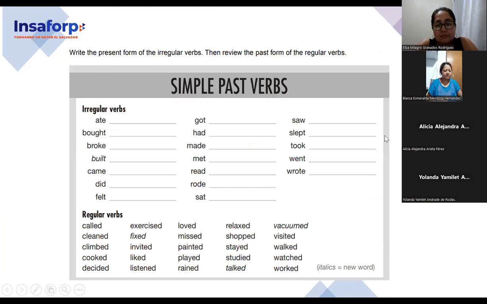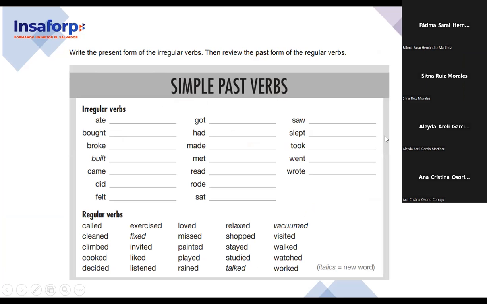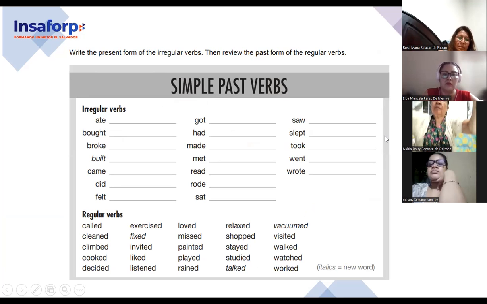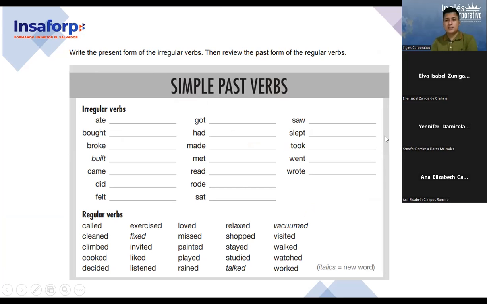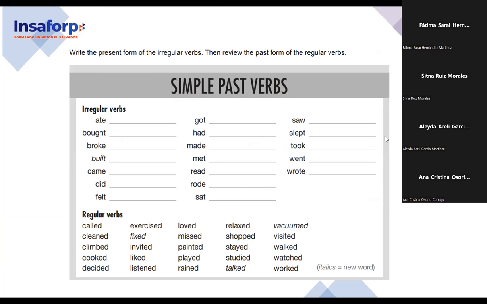Here we have some vocabulary that we were working on in this section number five. Yes, we have irregular verbs and we have regular verbs. Pronunciation here is somehow difficult. Here, the difficult part is the spelling, okay, right? So write the present of the irregular verbs.